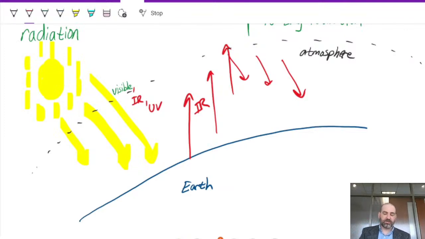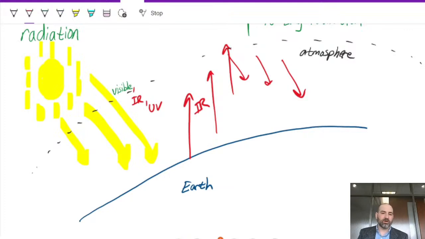And that's what we call the greenhouse effect, that reflection of infrared light. And that's what allows us all to actually be here. If we didn't have that greenhouse effect, all that heat would escape and we would not be able to survive. So, in that way, the greenhouse effect is a good thing. It allows us to live.